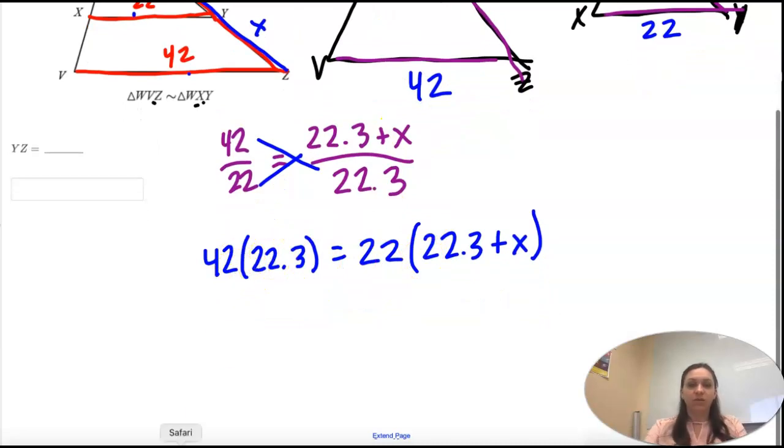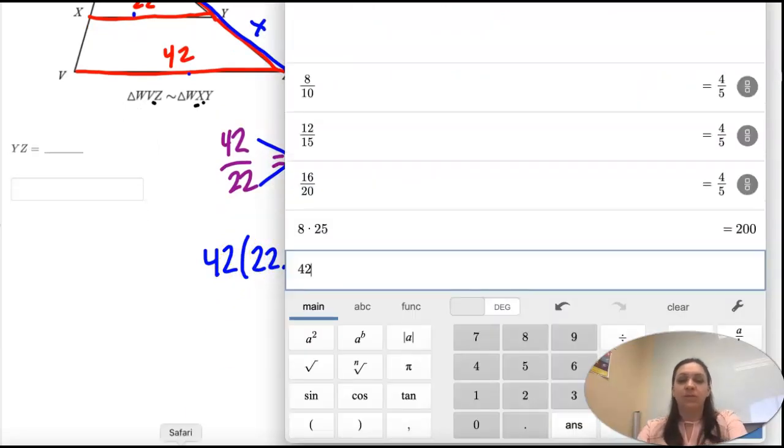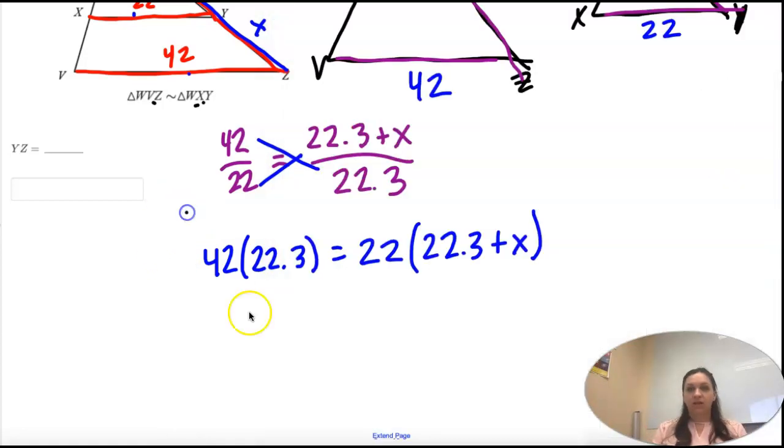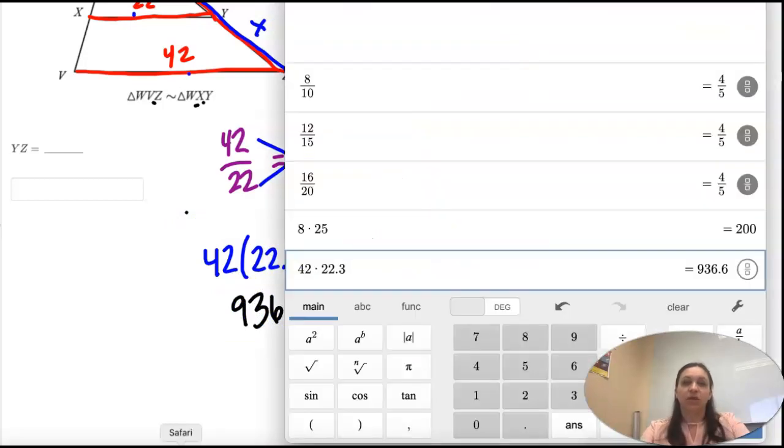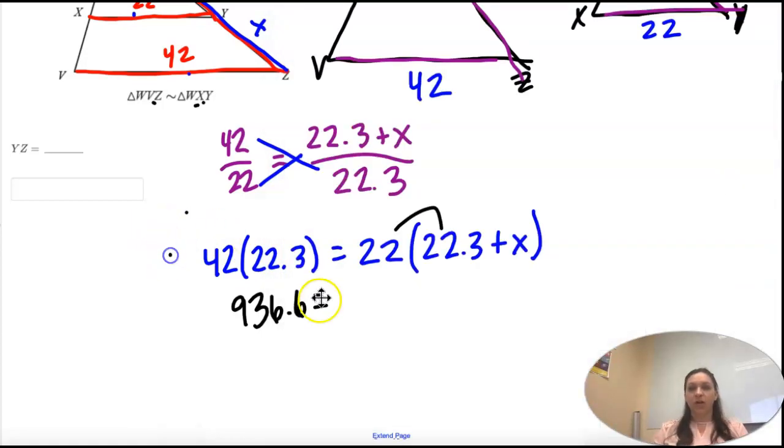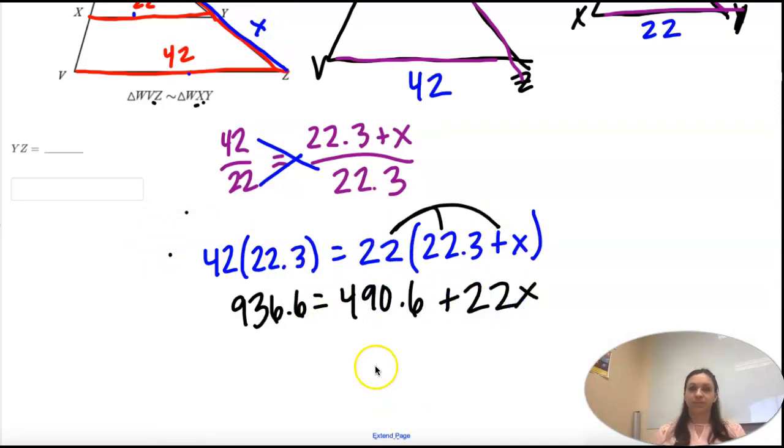So 42 times 22.3 is 936.6. 22 times 22.3, I'm just going to go change that. 490.6 plus 22x. Okay, now we got to get x by itself. So we're adding this 490. I'm going to subtract it to the other side.